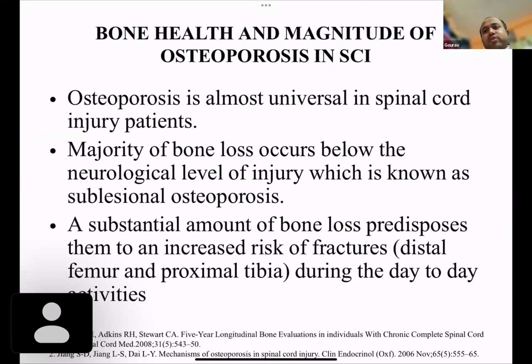So the bone health and magnitude of osteoporosis in spinal cord injury. Osteoporosis is almost universal in spinal cord injury patients, starting from day one from the injury. Patients with spinal cord injury experience bone loss, and the majority of the bone loss occurs below the neurological level, which is also called sublesional osteoporosis. In most paraplegic patients, bone mineral density is preserved in the upper limb, and there will be mostly osteoporosis in the lower limbs. A substantial amount of bone loss predisposes them to increased risk of fracture, which classically we see around the knee joint.